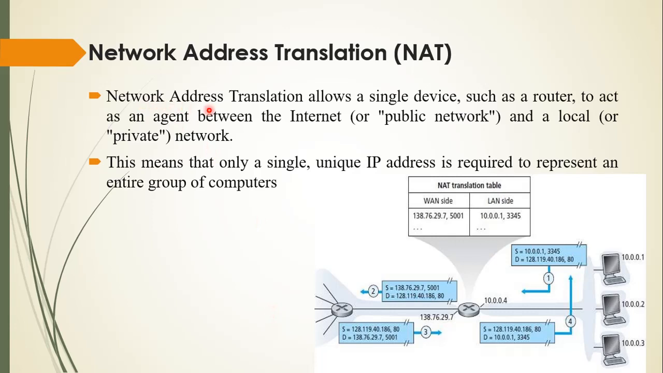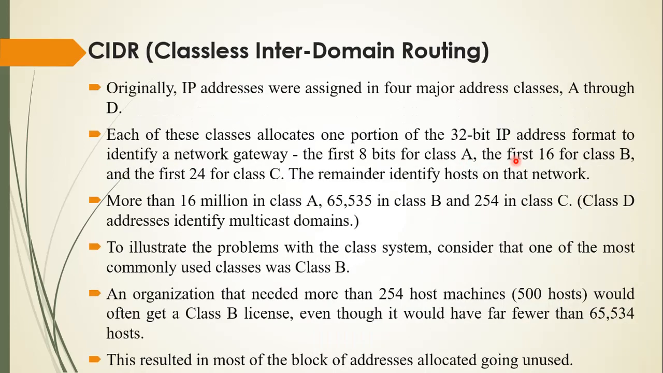Now, network address translation allows a single device such as a router to act as an agent between the internet, or public network, and a local or private network. This means that only a single unique IP address is required to represent an entire group of computers. So we can reduce the total number of IP addresses. Simply remember this: only a single unique IP address is required to represent an entire group of computers. Here we have multiple groups of computers, so a unique IP address is required. That is the NAT.